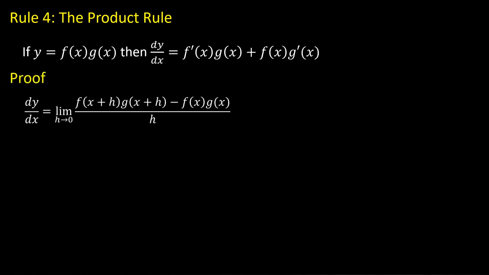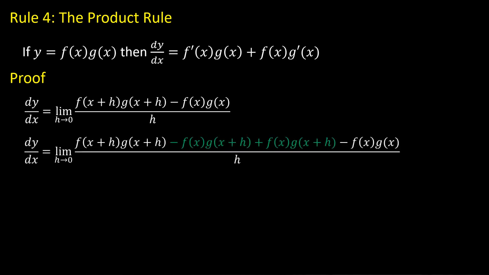Now dy/dx is equal to the limit as h approaches zero of f(x plus h) times g(x plus h) minus f(x) times g(x), over h. Now we are going to use a very clever trick. We are going to add and subtract the term f(x) times g(x plus h). By adding and subtracting this term, we do not change the equation, as this is equivalent to adding zero.